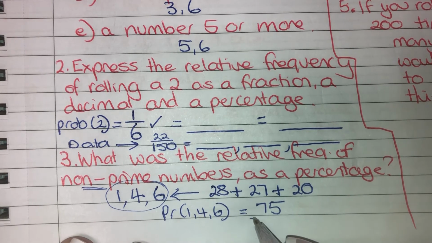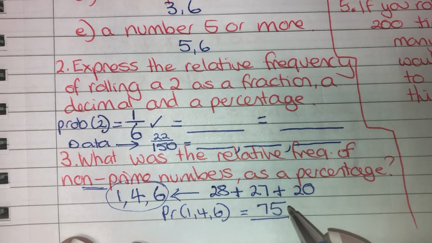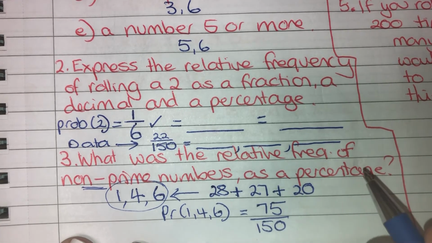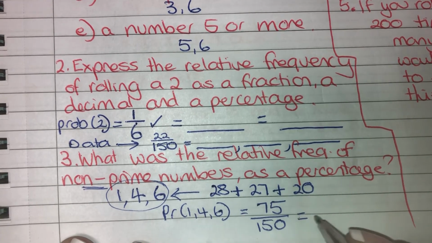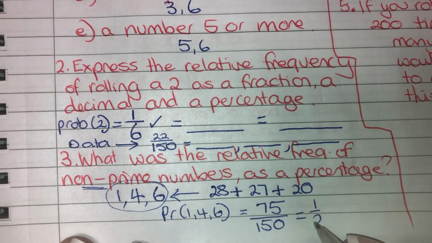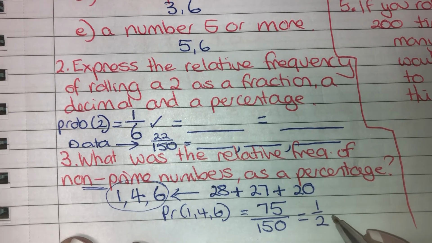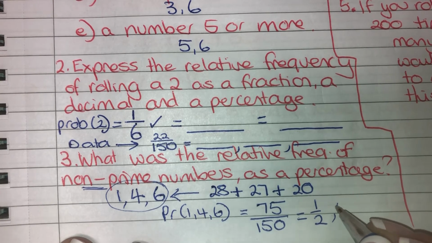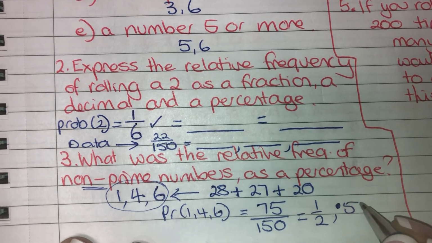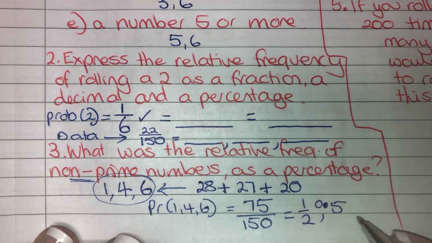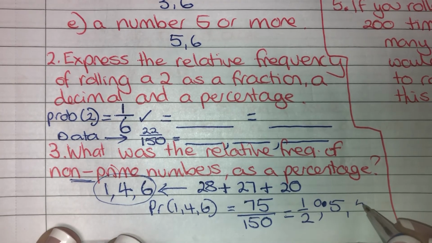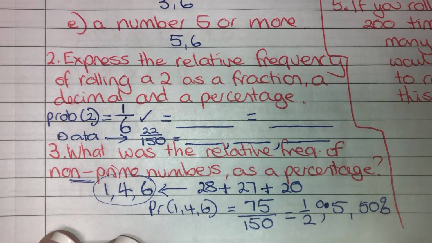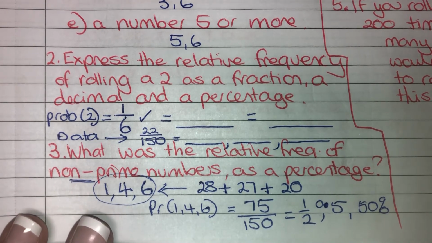okay, divided by, how many were there altogether? 150. So then this is going to be half. So that's as a fraction. We've done it before. We said that as a decimal is 0.5. And as a percentage, multiply it by 100 and you'll get 50%.